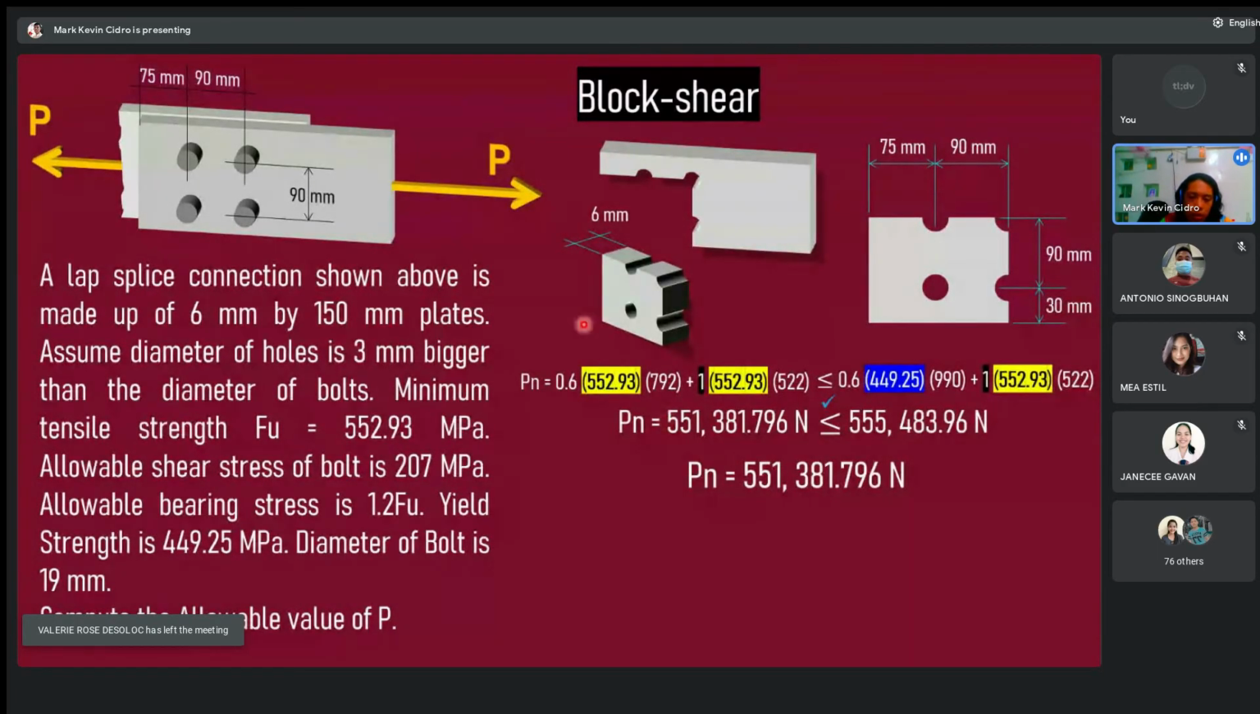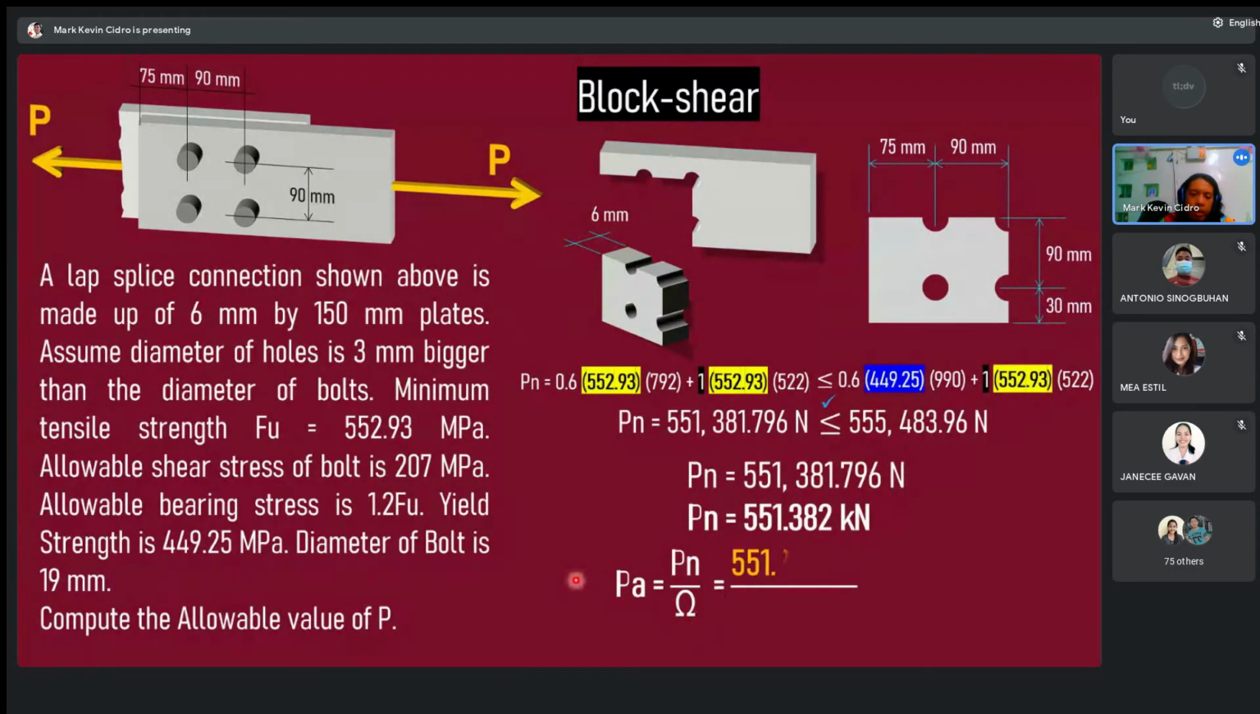551,381.796 Newton. Take note, this is 0.6 ha. So, PN is equal to 551.382 kilonewton. That is in kilonewton. Okay. Ang gusto natin is allowable. Okay. PA is equal to PN over the factor of safety. Omega is just the factor of safety, and that is equal to 2. Okay. PA therefore is equal to 275.691 kilonewton. Okay. Any question?